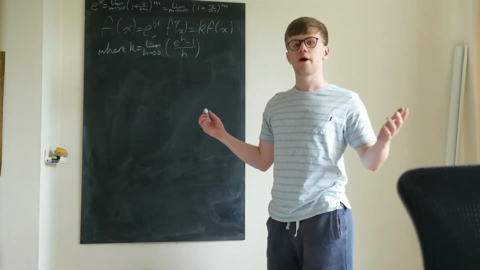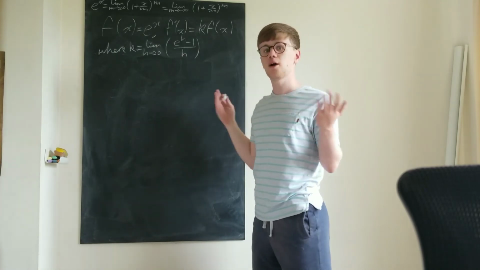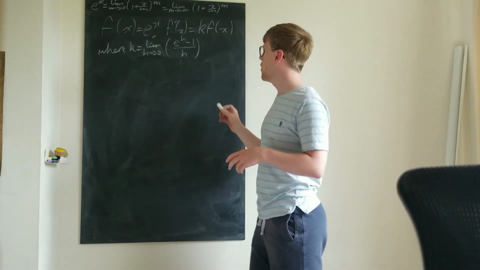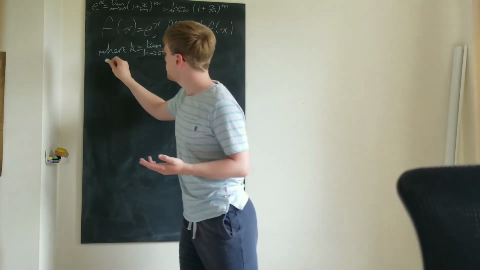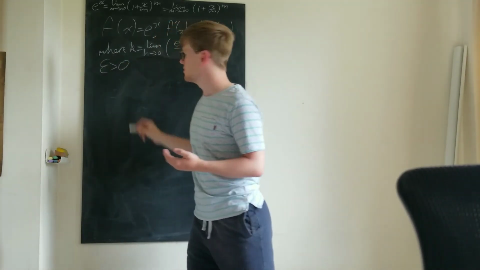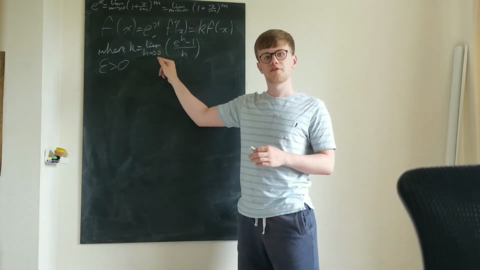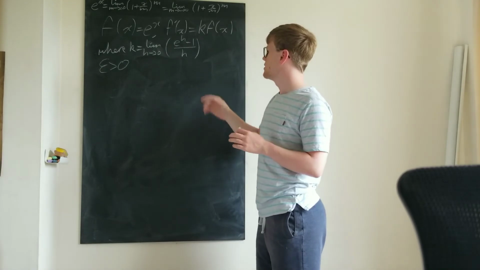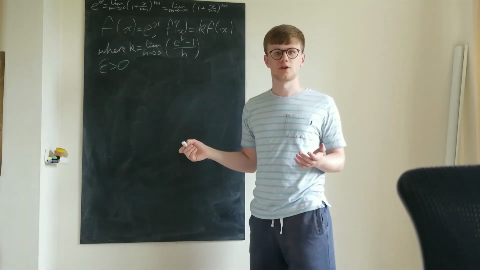So how on earth would I show that k is equal to 1? Well, what it will be helpful to do is to consider what this limit as h approaches 0 really means. And what it means is that if I choose any epsilon greater than 0, then I can always choose a small enough h, closer and closer to 0, such that (e^h - 1)/h is within epsilon of k.